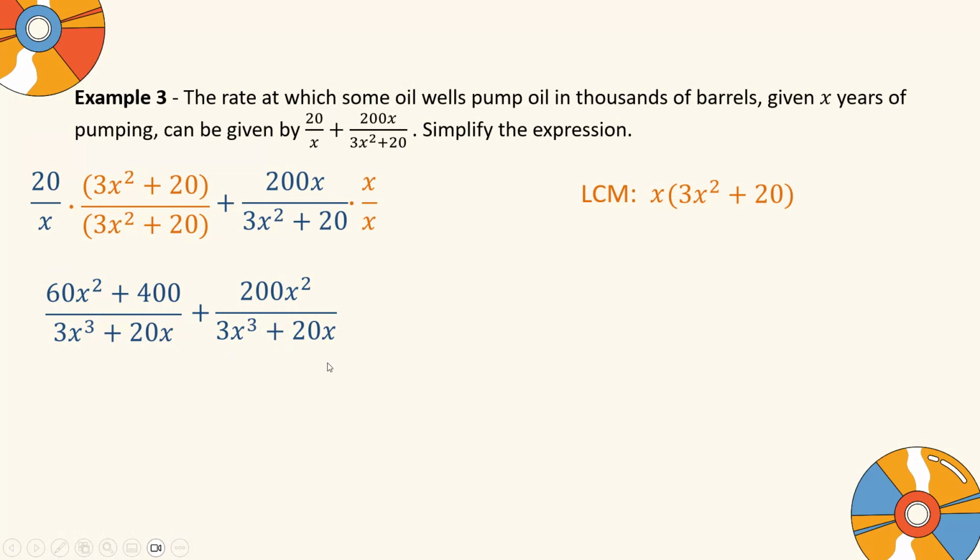Now we have a common denominator, so we're going to keep the denominator and add the numerators. So we'll combine like terms here. 60x squared plus 200x squared is 260x squared plus 400.